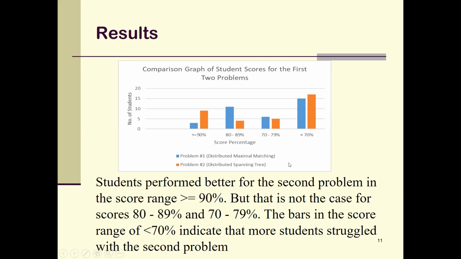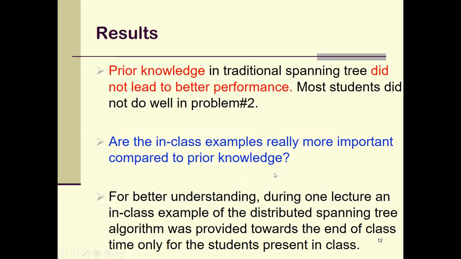And if you think about less than 70%, that range indicates that most students actually struggled with the second problem, the distributed spanning tree problem. Even though they have prior knowledge of traditional spanning tree problems, more students actually struggled with the second problem. So that obviously means that prior knowledge in traditional spanning tree is not leading to better performance.